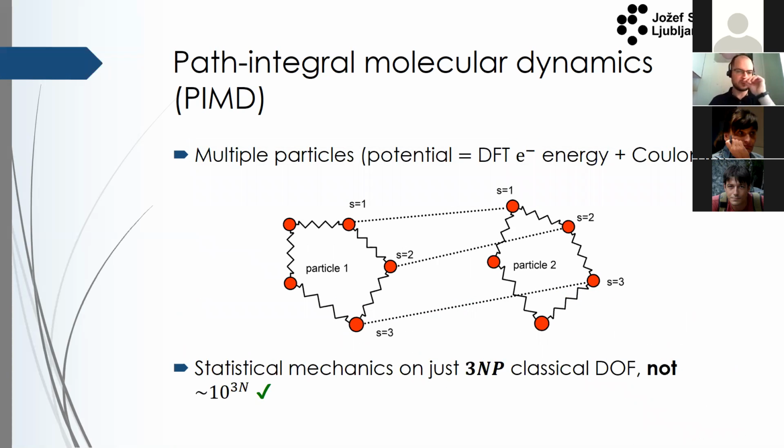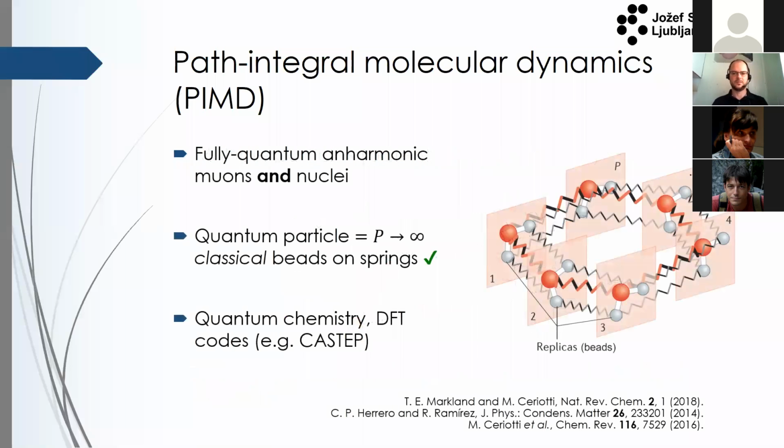Okay, if we have multiple particles, then we just connect neighboring particles in a specific way. So when the two bead indices are the same, they feel the same potential. So statistical mechanics on a quantum particle with a wave function that scales as some exponential, for example 10 to the 3N-th power, is now replaced by statistical mechanics on just 3N times P classical degrees of freedom, so classical particles. This is an exponential speedup in the number of degrees of freedom that we have to consider. And this is the reason why PIMD is nice.